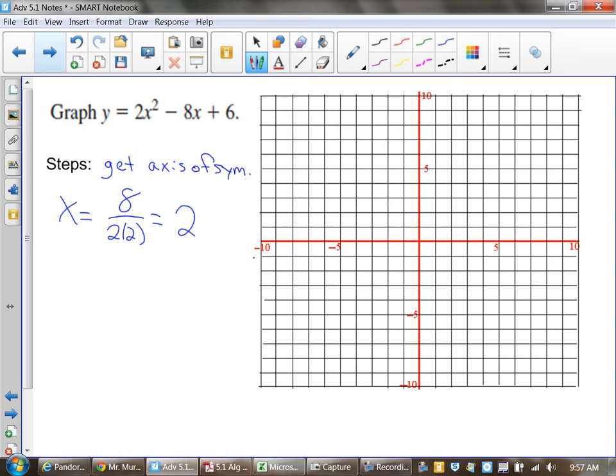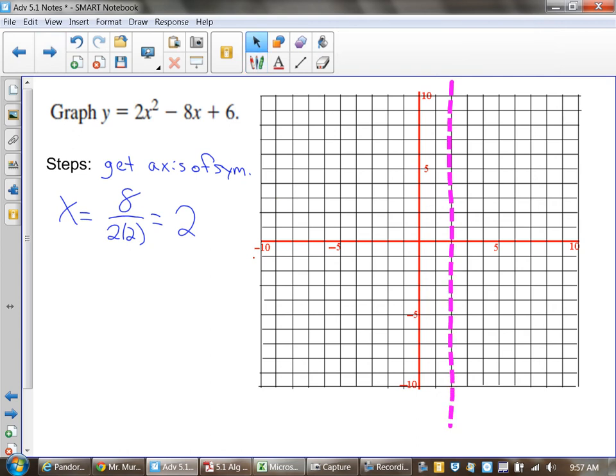When you draw your axis of symmetry, it's not a line that's really there. So how do you draw a line that's really not there? Dotted. Very good. You just draw it as a dotted line. So what you do is you draw a dotted line through x equals 2. I know my parabola is going to be wrapped around that vertical line.